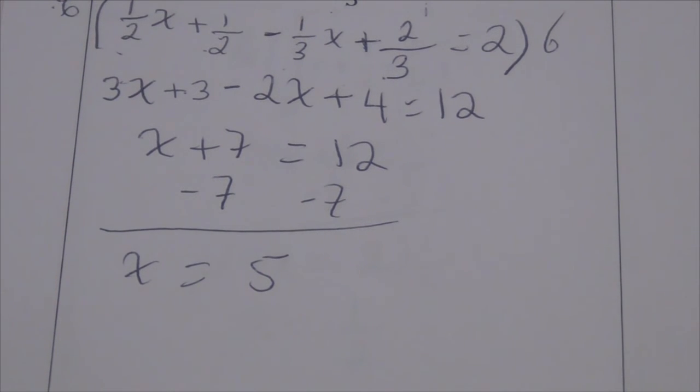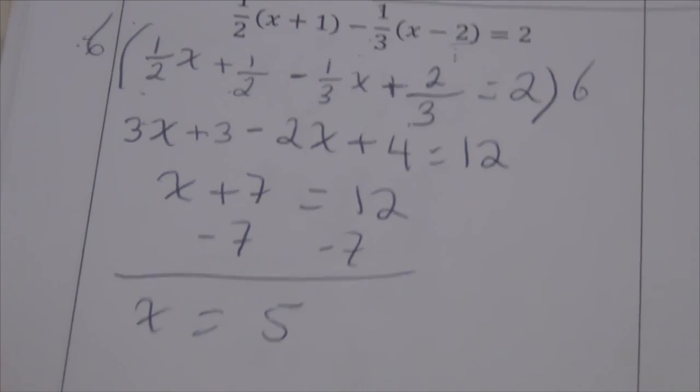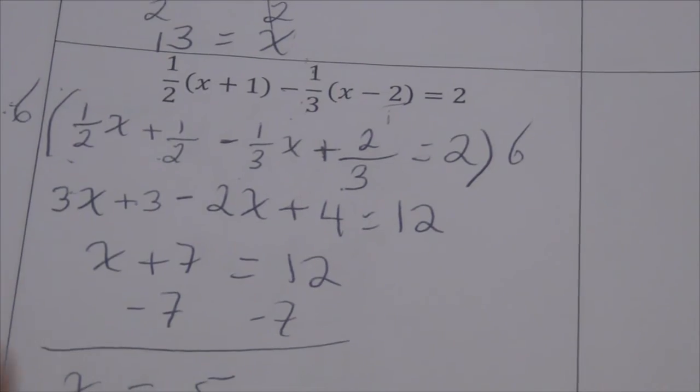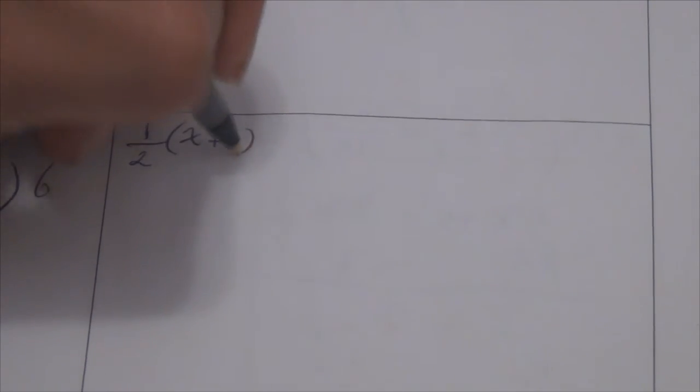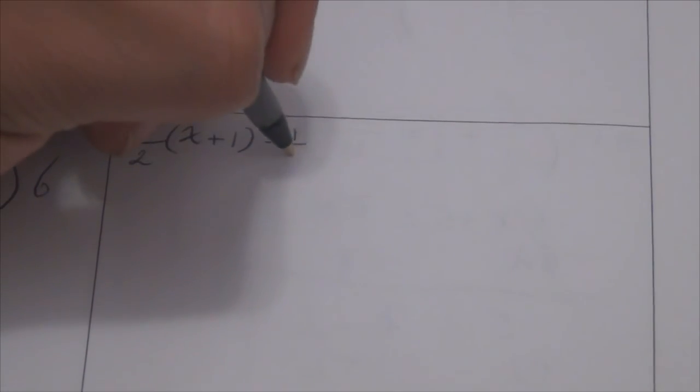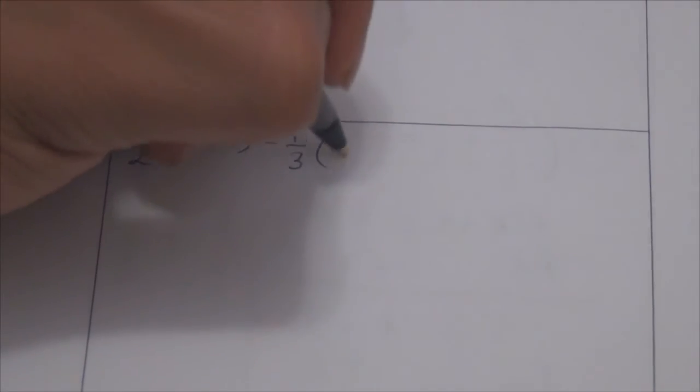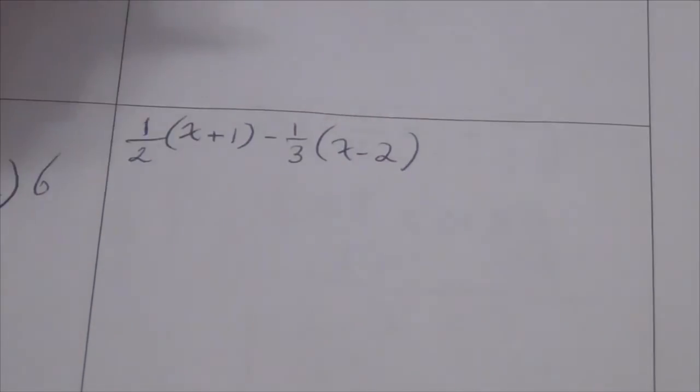Good. Now, I want to try solving this equation using the method that we discovered before, this one. I'm not sure if that works, but let me rewrite the equation first, okay? So 1/2 times x plus 1 minus 1/3 times x minus 2 equals 12.